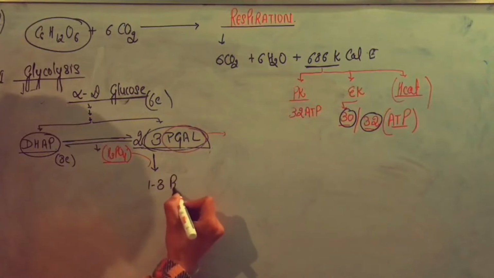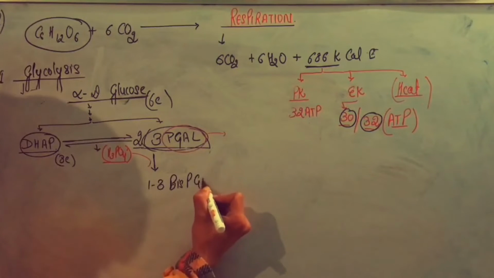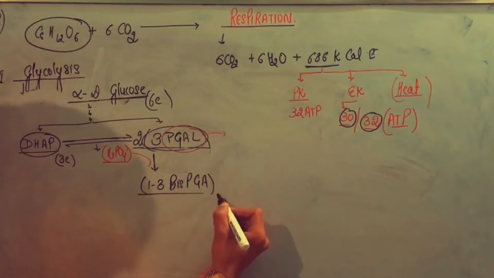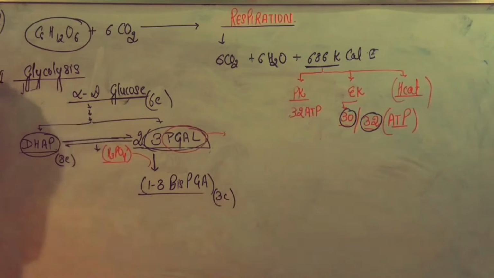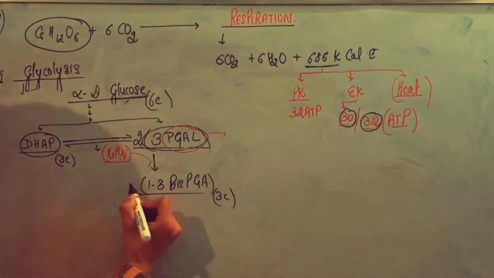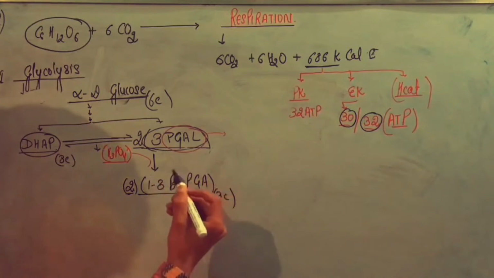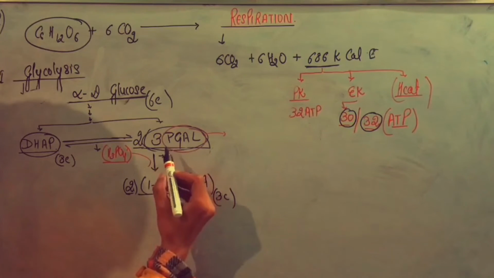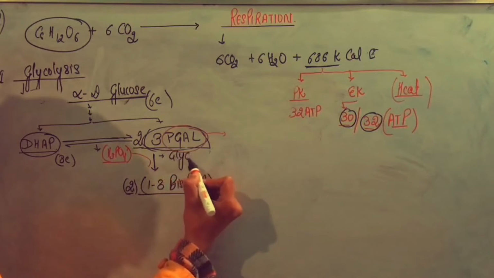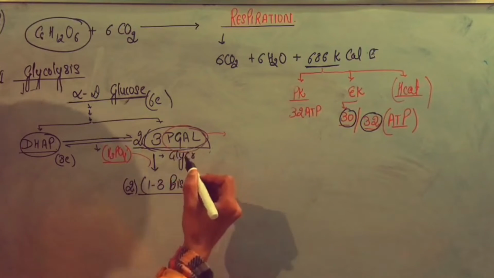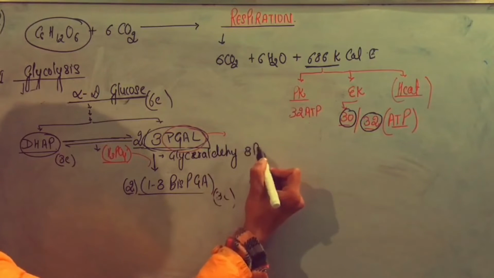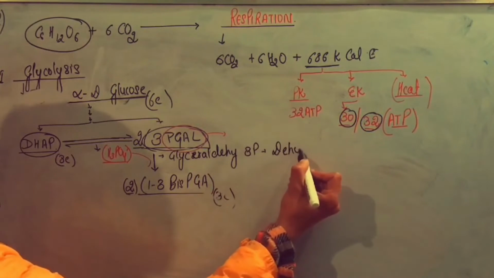This 1,3-bisphosphoglyceric acid is also a 3-carbon. Therefore, total 2 molecules are formed and 6 carbon are complete. This conversion is done in the presence of an enzyme called glyceraldehyde 3-phosphate dehydrogenase.